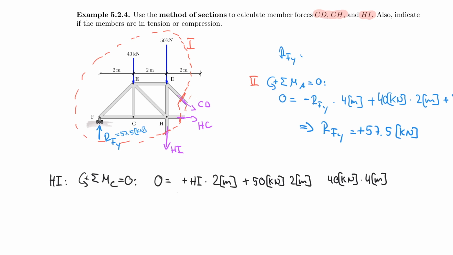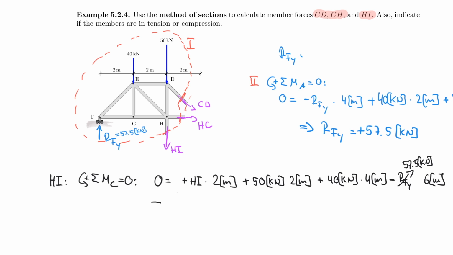And that is also turning counterclockwise, so therefore positive. And last but not least, I have RFY. But keep in mind we already solved this to be 57.5 kilonewton multiplied by 6 meters, right? And that is turning clockwise, therefore it's negative.